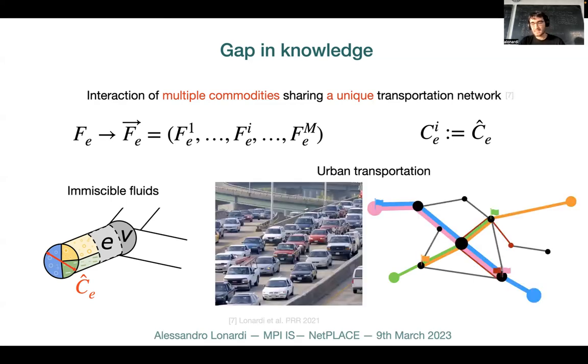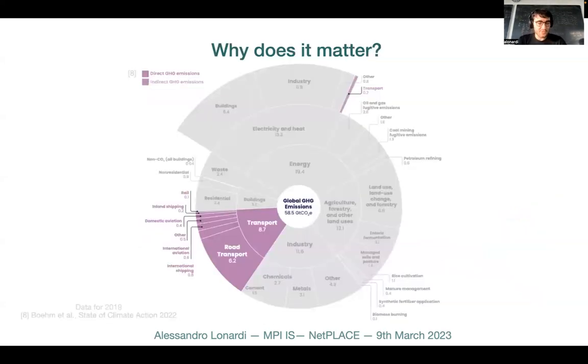The other example, the one that I mainly worked on in my PhD, is that of urban transportation. And practically in urban transportation, you have, for example, different commodities, different means of transport, for example, a bike, a car, or a bus, and they contribute equally, or if not equally, they all contribute to traffic congestion. And why is that important? It matters for different reasons.